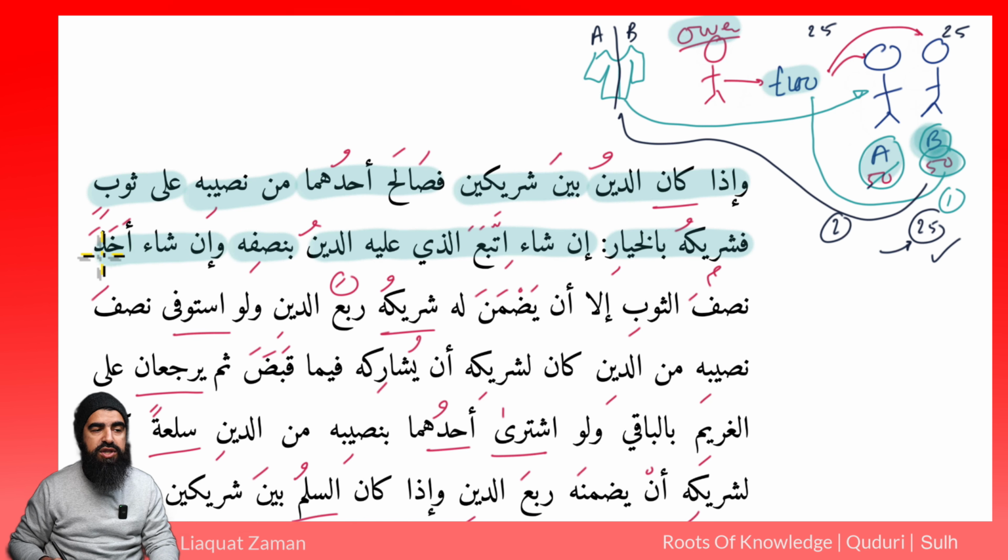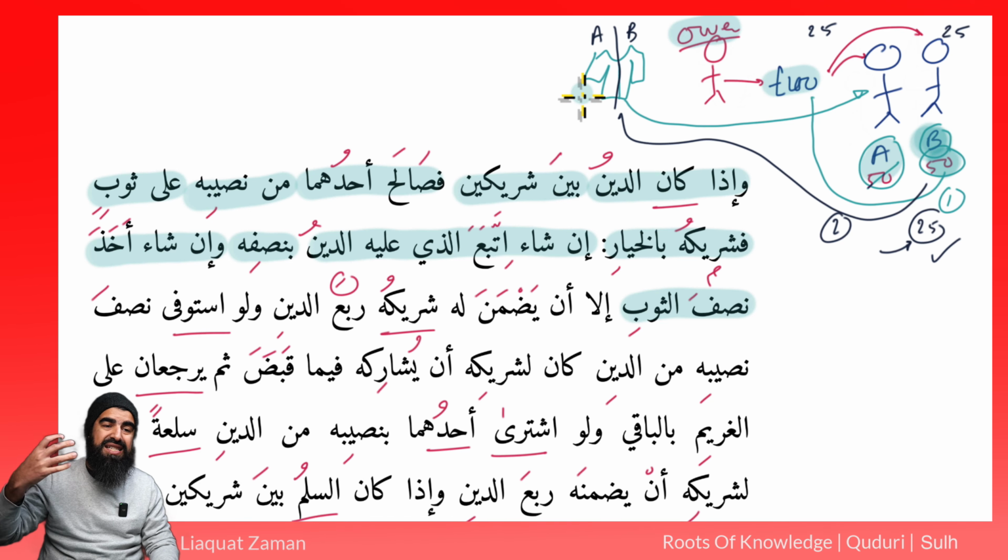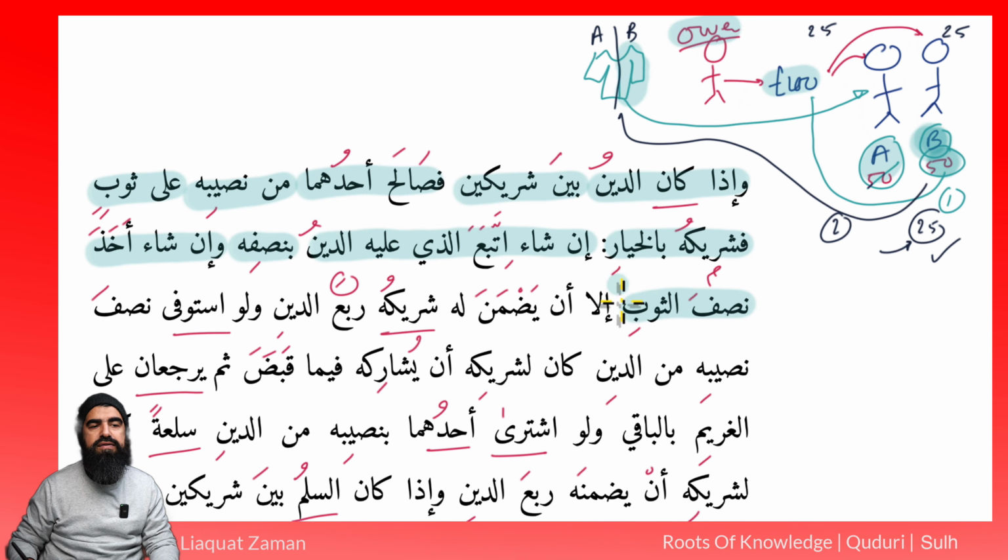وإن شاء, and if he wishes, أخذ النصف الثوب, because he has rights in that thawb, because technically in that £100 they haven't split it together. They take the money, then they split it, isn't it? So A has taken this thawb without B's permission. So B technically has a share in half of it. Half of it's his. So he takes half, right?